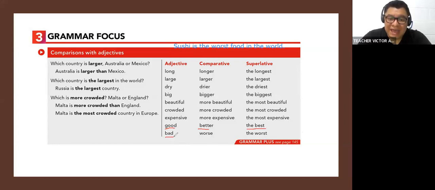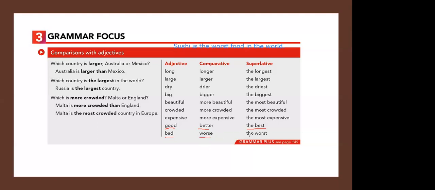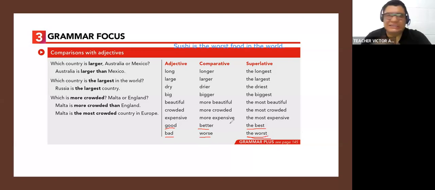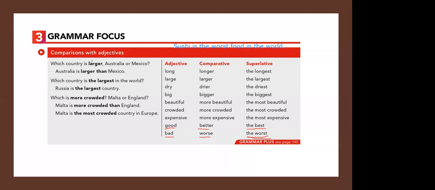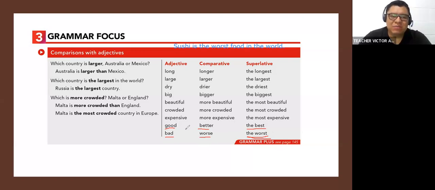Now we have bad, worse, the worst. So it's like really, really bad, right? What we say in Spanish is la peor, malísimo. Exactly, that's correct. So once again, imagine if I say sushi is the worst food in the world.